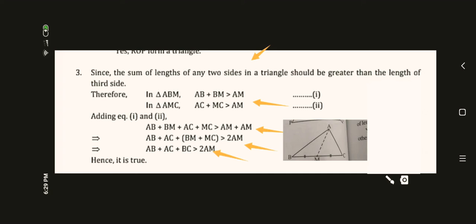So whenever you get such kind of question, look at the final equation that you have to make. Here the final equation is such that 2AM is on the right hand side. So we have chosen the first two equations in the specified manner, such that AM comes on the right hand side, and then we have solved it and proved the same. Now let's move to the next question.